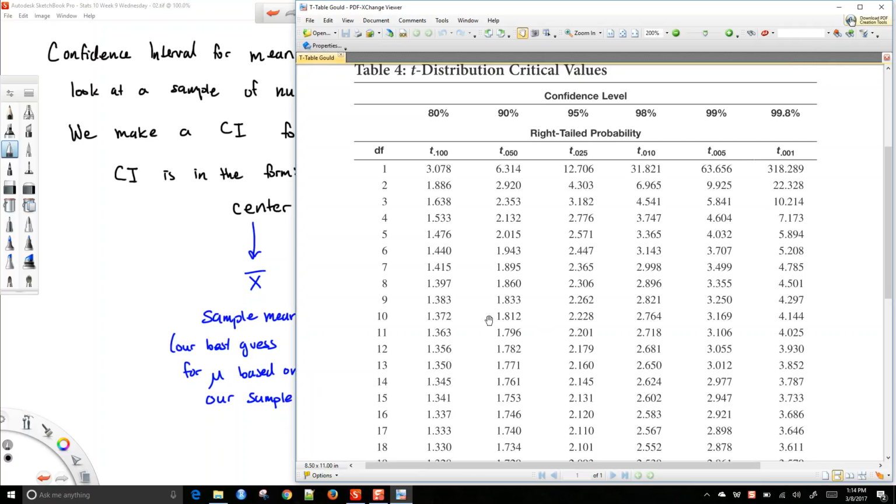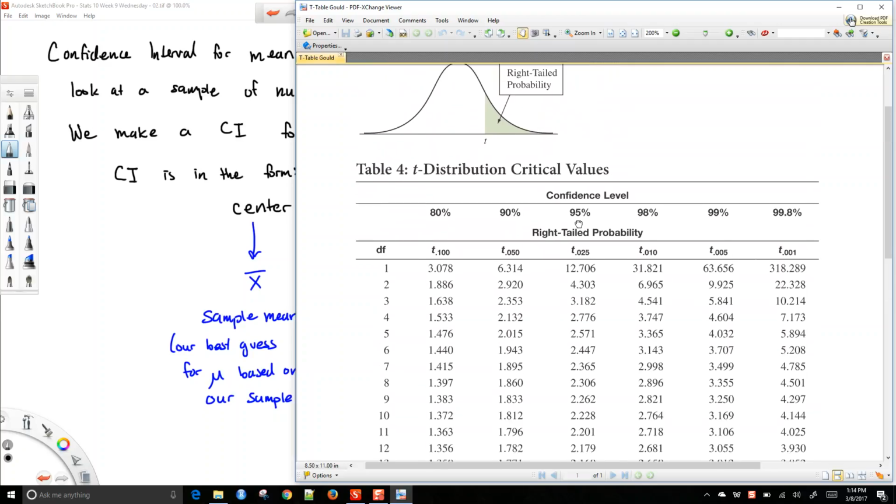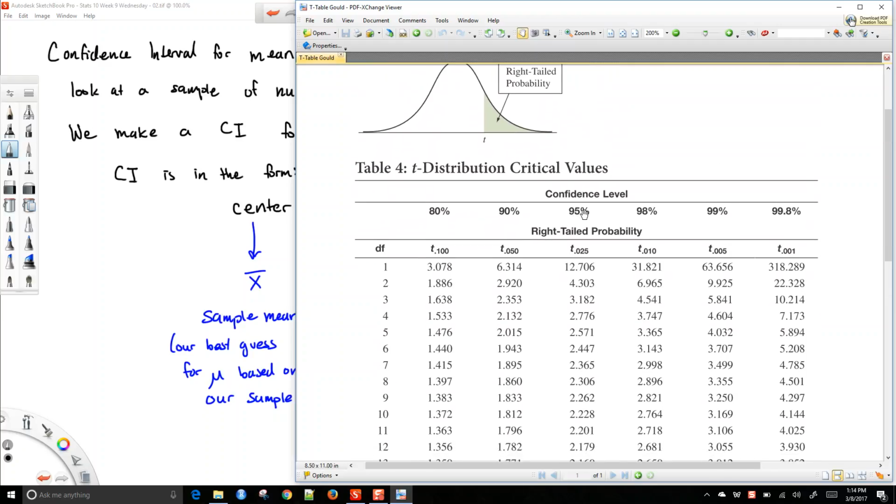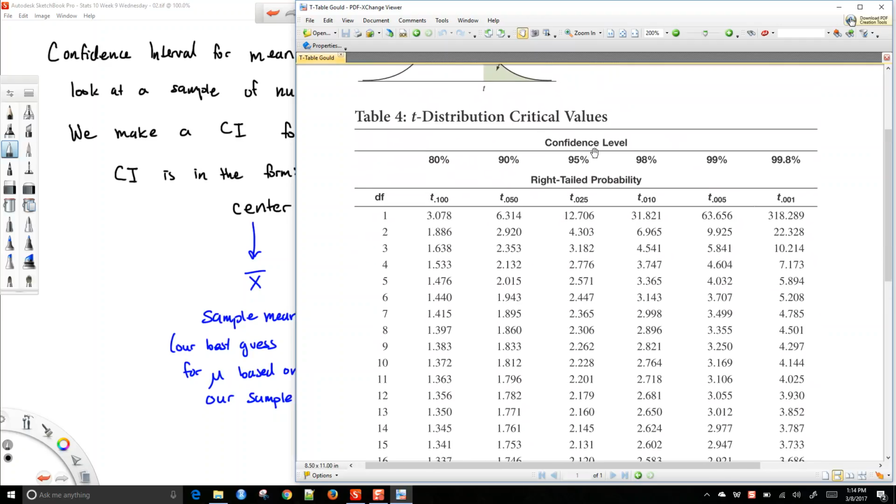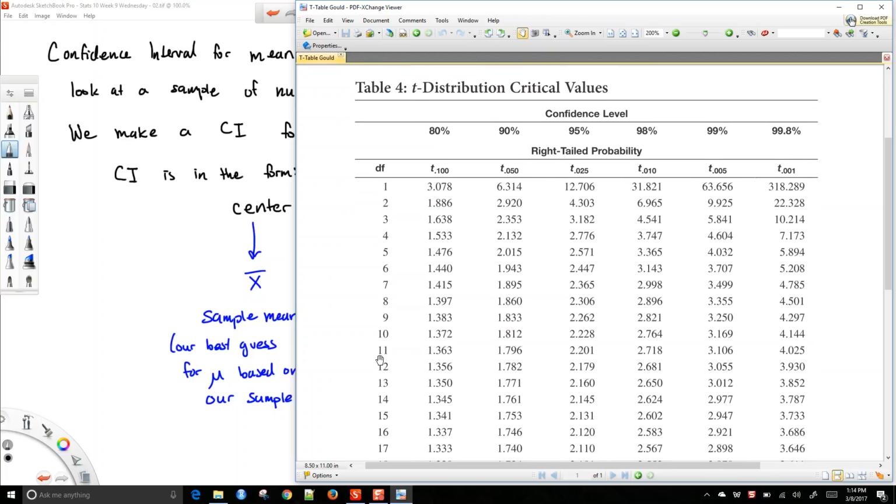Okay. All right, so let's say we have a sample size of 12. Then I would have 11 degrees of freedom. And if I wanted a 95% confidence interval, I would go to the column where it says confidence level 95%. I would go to that column, 95%, 11 degrees of freedom, and my t star that I would use is 2.201. Okay, does that make sense for everyone?